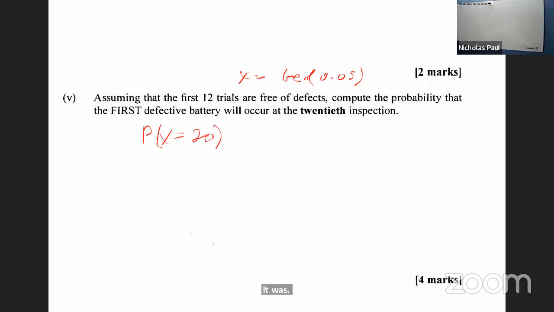Right, so based on what I'm seeing here, the first 12 are free, compute the probability for 20. You have to think about it. So the first 12, all the rest will be free.